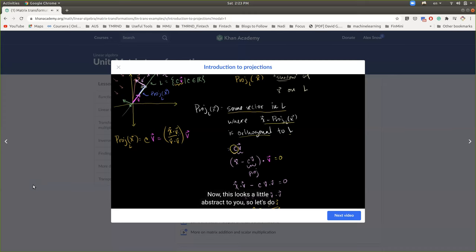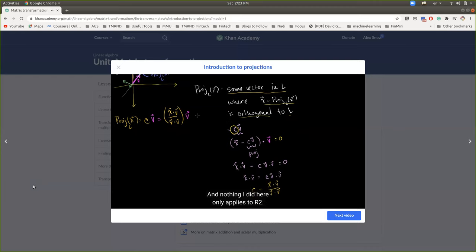Now, this looks a little abstract, so let's do it with some real vectors, and I think it'll make a little bit more sense. And nothing I did here only applies to R2. Everything I did here can be extended to an arbitrarily high dimension. So even though we're doing it in R2, and R2 and R3 is where we tend to deal with projections the most, this could apply to Rn.